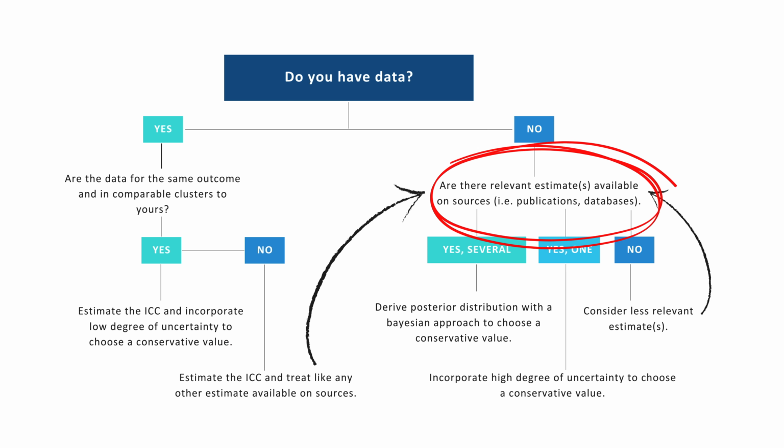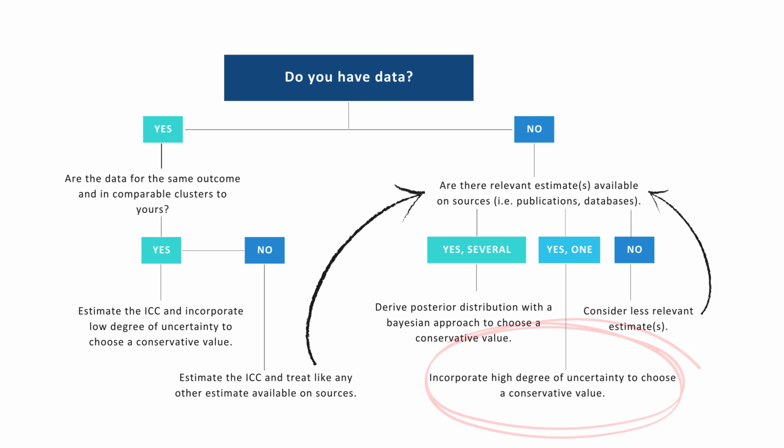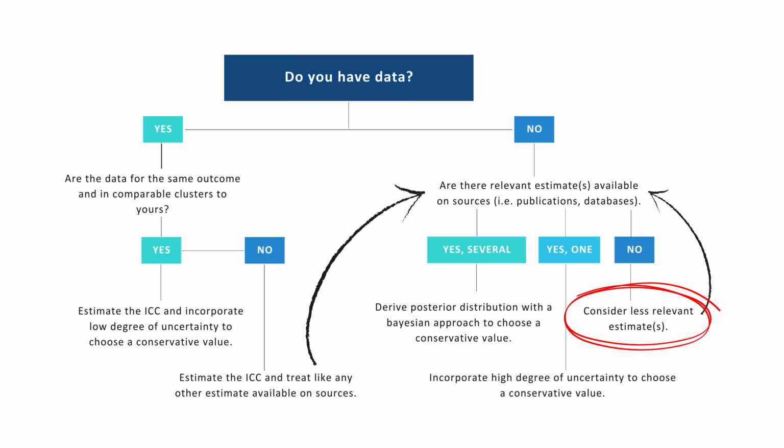In this case, you could search for relevant ICC estimates available on sources such as trial publications or databases. If you can find several ones, you could derive a posterior distribution with a Bayesian approach to choose a conservative value, and we'll see how this can be done using the app. If you can find only one relevant estimate, you could incorporate a high degree of uncertainty to choose a conservative value. If you can't find any, you could consider less relevant estimates and go back to the previous step, as it will always be preferable than just picking a random ICC value.